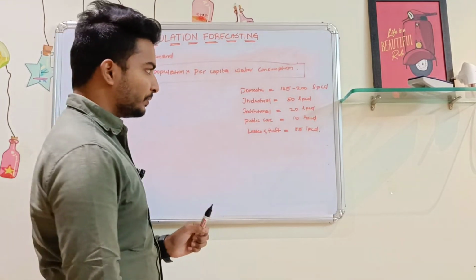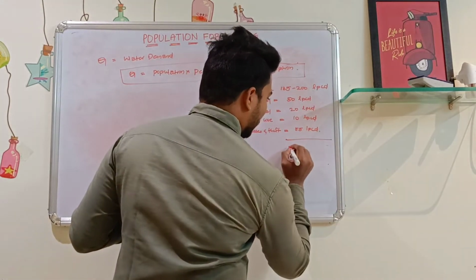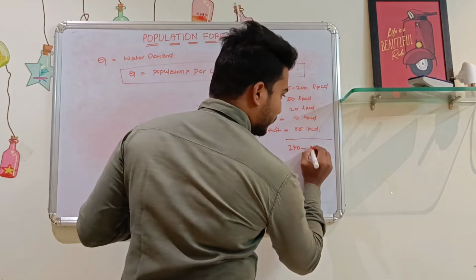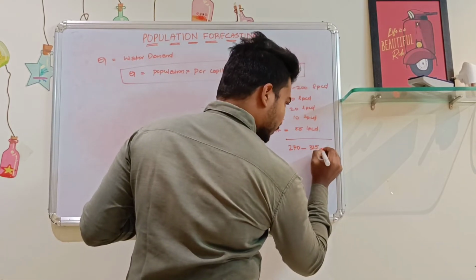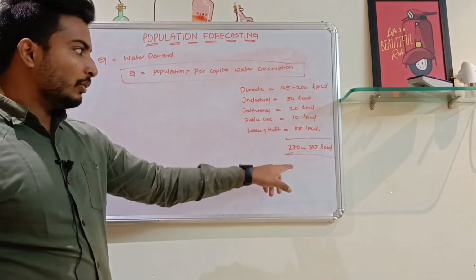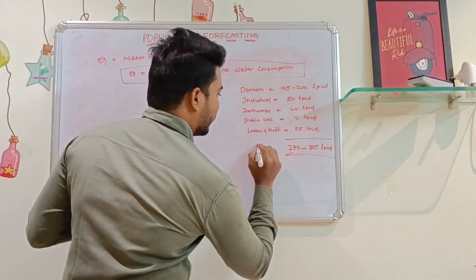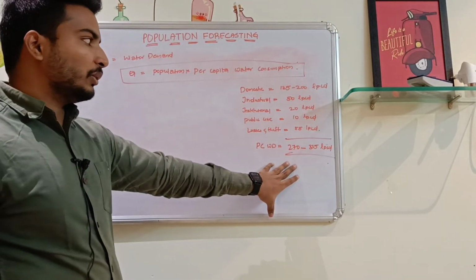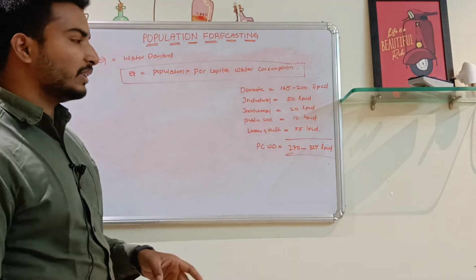So the total is 272. So this is the per capita water demand. Per capita water demand is 270 to 335 LPCD. This is given.